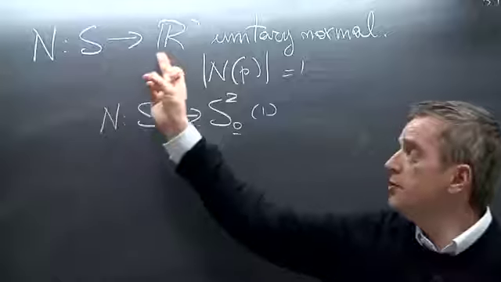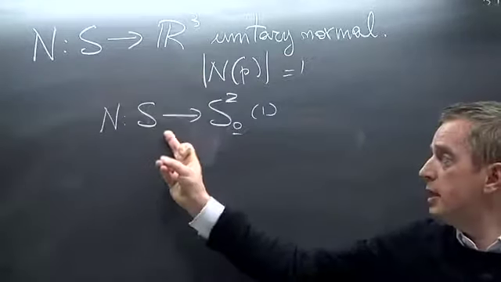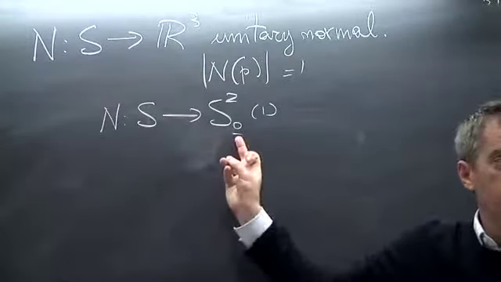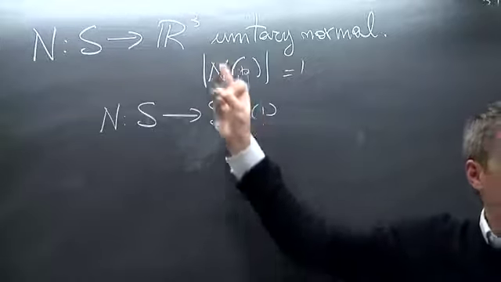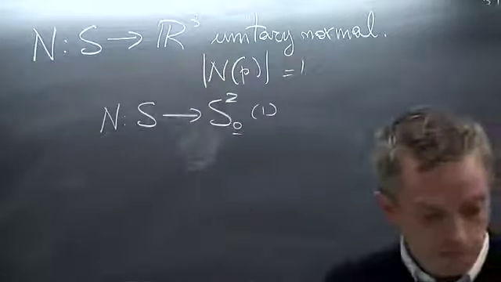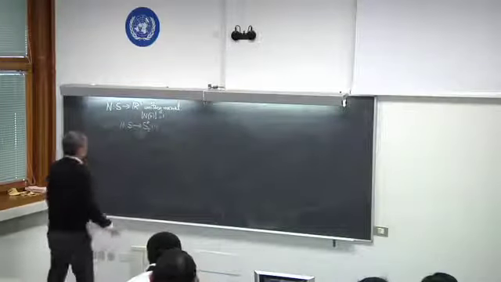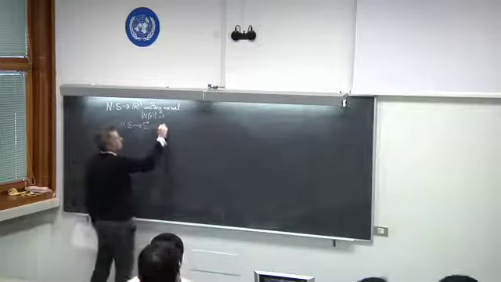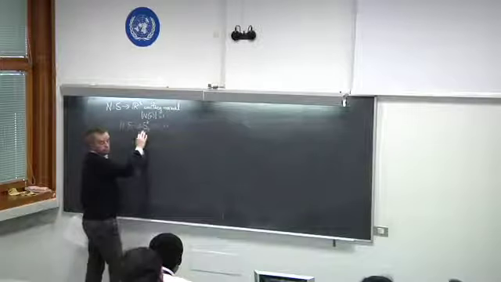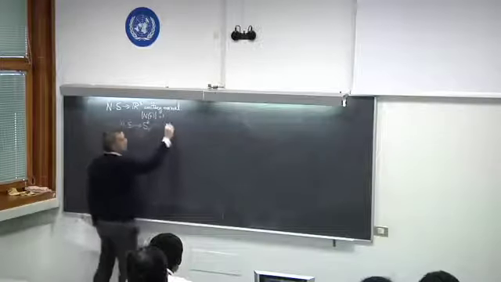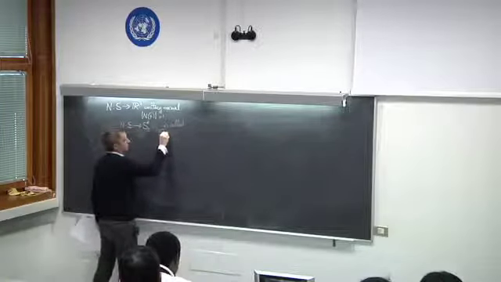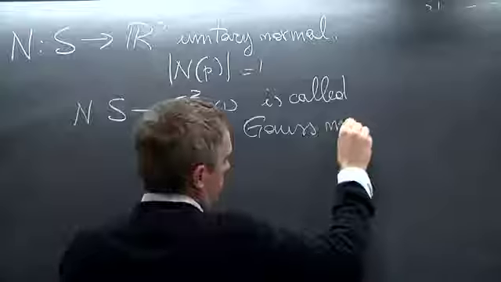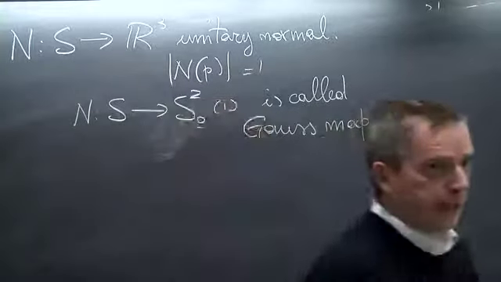Remember, the definition was a differentiable map here, but this is still a differentiable map now between surfaces because it's the restriction of a differentiable map in R3. Okay? So now this map, written in this form, is called the Gauss map of S. Okay?